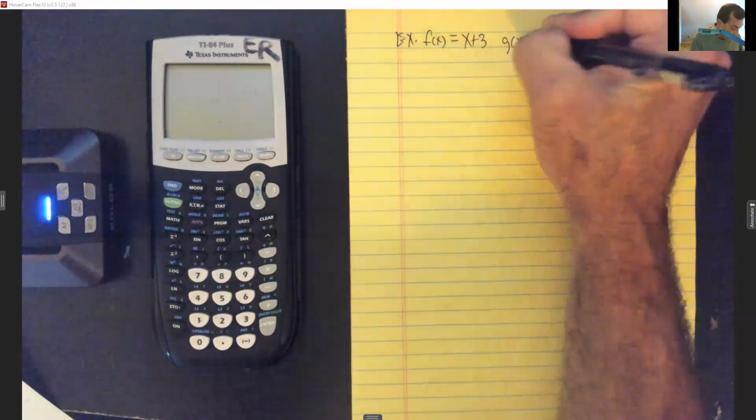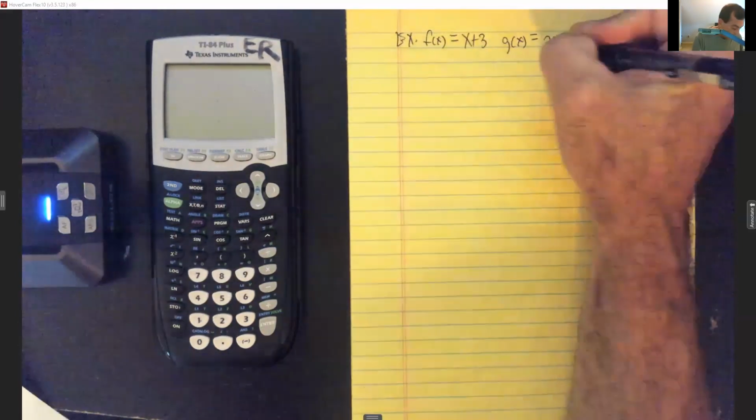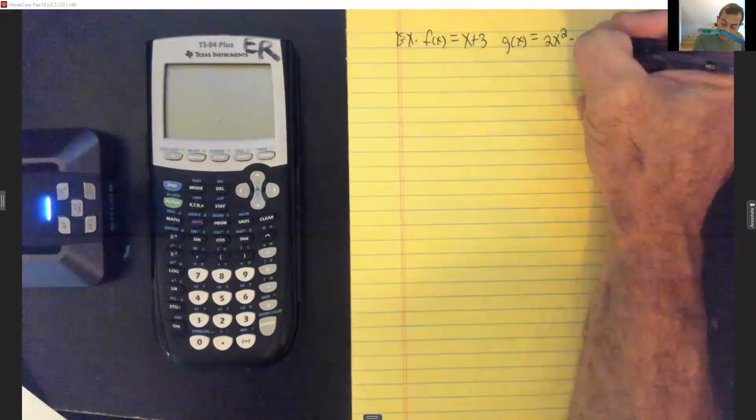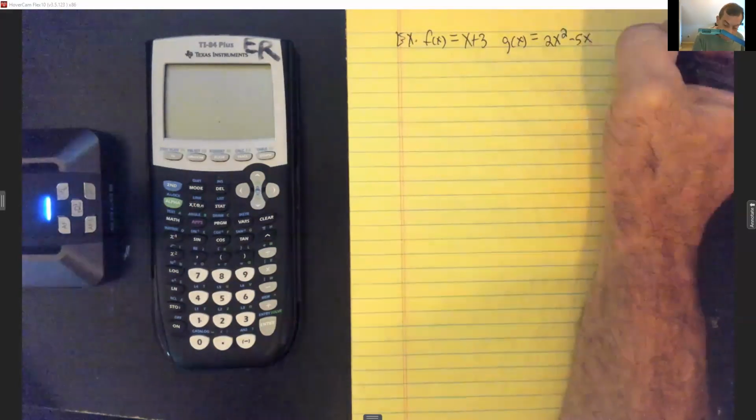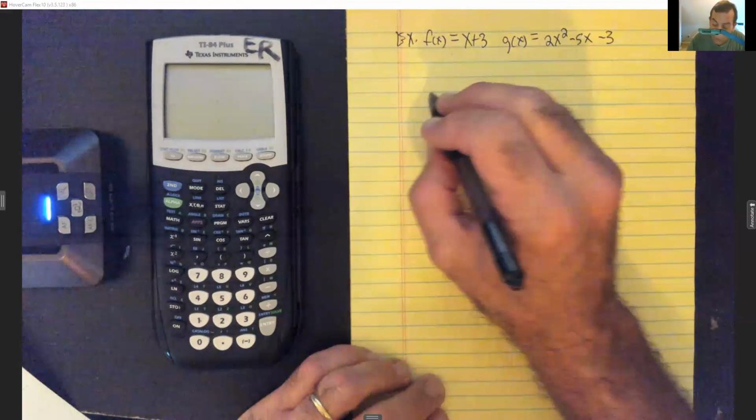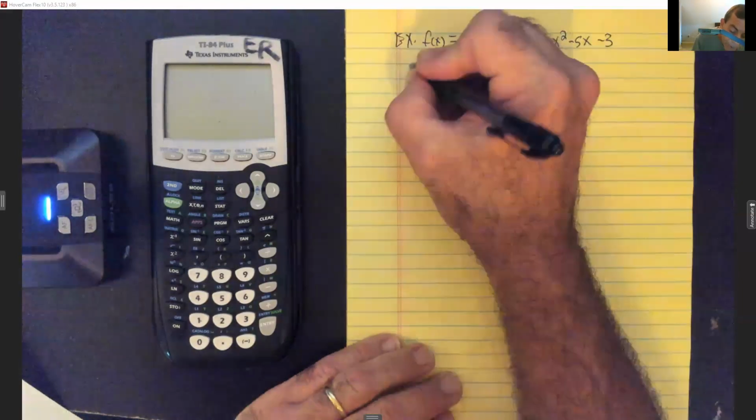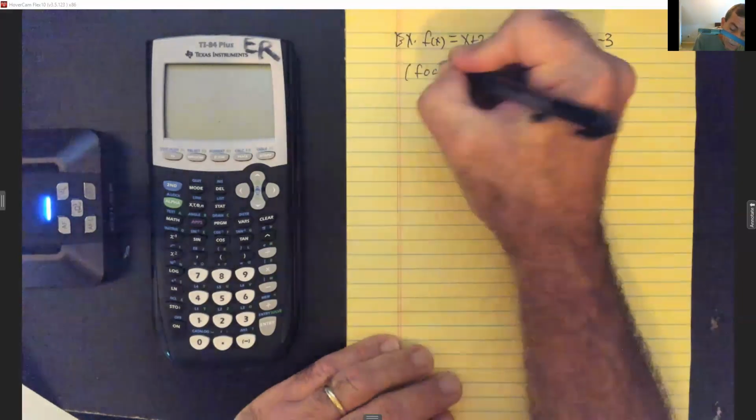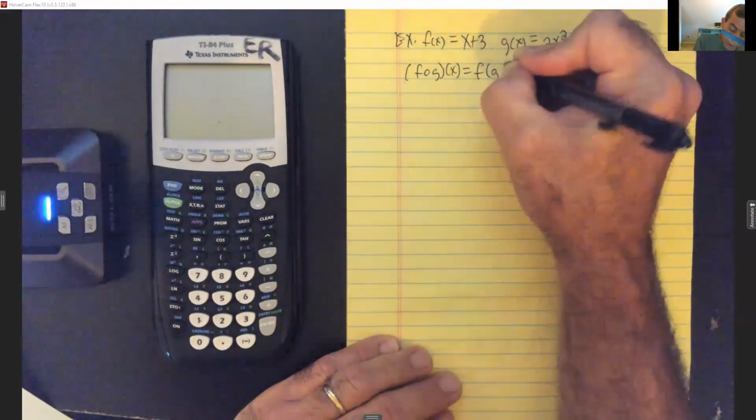All right, here I've got f of x equals x plus 3. g of x equals 2x squared minus 5x minus 3. And we're going to find the same thing: f of g of x domain, g of f of x domain. So f of g of x is going to equal f of g of x.